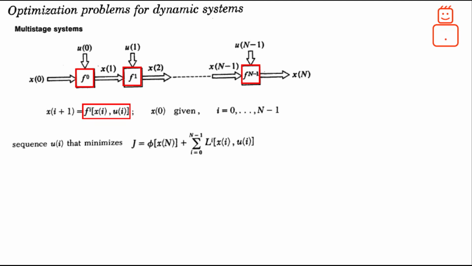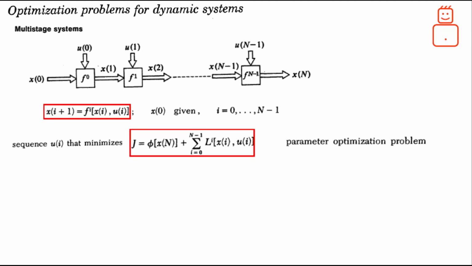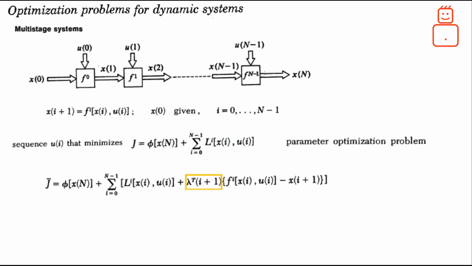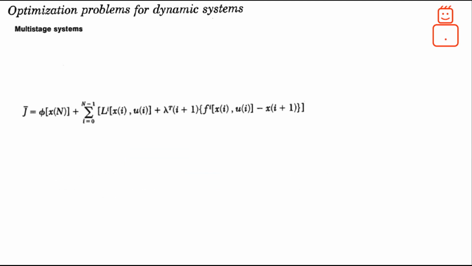As we did with single-stage systems, the given control problem can be easily converted into a control optimization problem by simply adjoining the constraint, which is the process dynamic, to the index of performance given by the J function to produce the function J bar. Here, lambda of i is a multiplier sequence. Let us focus on this relation deeper.